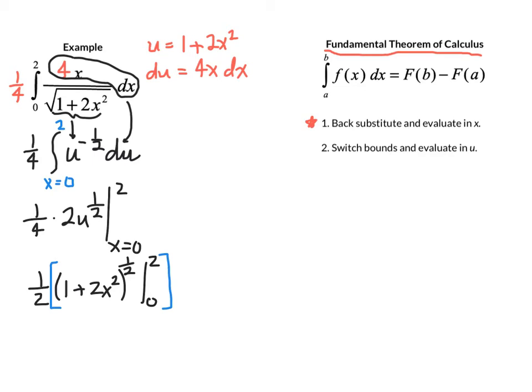So ultimately we get 1/2 times the antiderivative at the upper bound. If I put a 2 in there, that gives us 9 to the 1/2, so the square root of 9. And then when we put the lower bound in of 0, we have 1 plus 0 to the 1/2, so the square root of 1, or 1/2 times 3 minus 1.